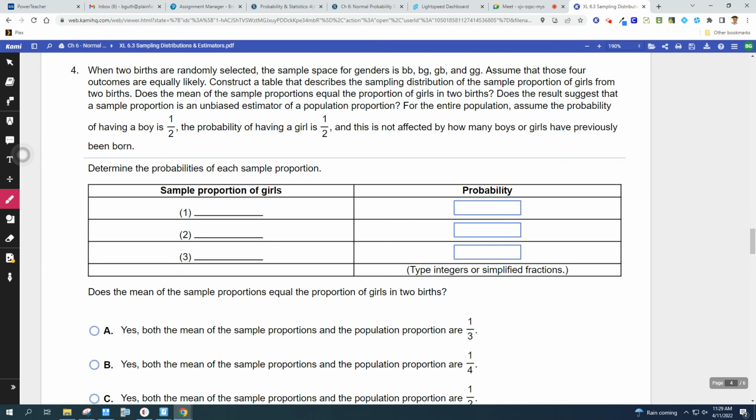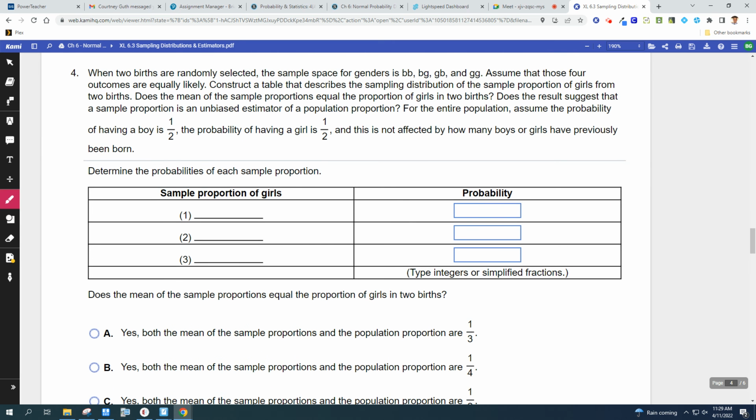Now 4, it's the same thing, but 4 has something that really confused me. I think proportion is a hard concept to understand. It's how many you're looking at, how many of the things are that you're looking at out of the total, and it's really confusing to me. I mean, it shouldn't be. It's easy, but it's not. When 2 births are randomly selected, the sample space is this. Assume that for those 4 outcomes are equally likely. Construct a table that describes the sampling distribution of the sample proportion of girls.